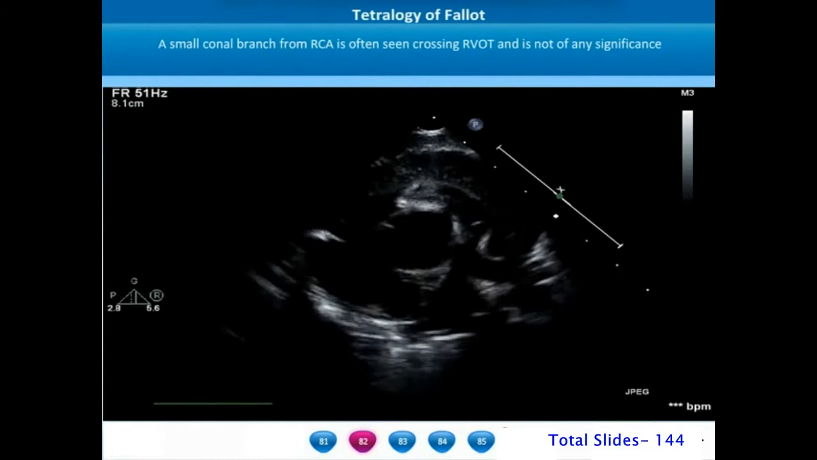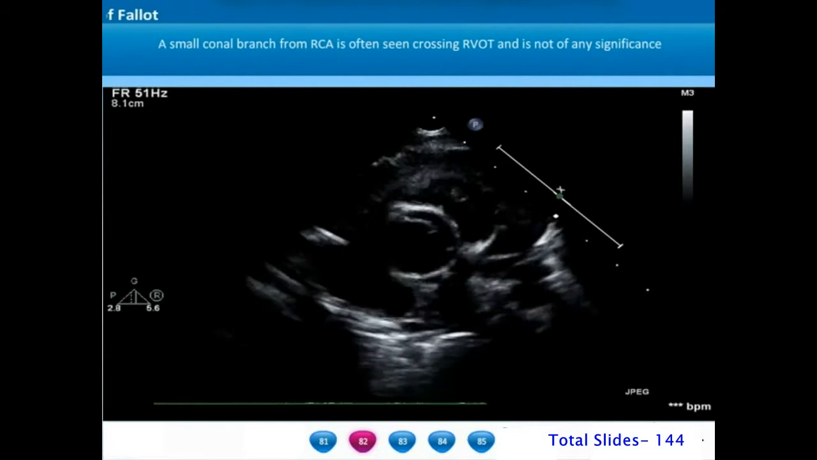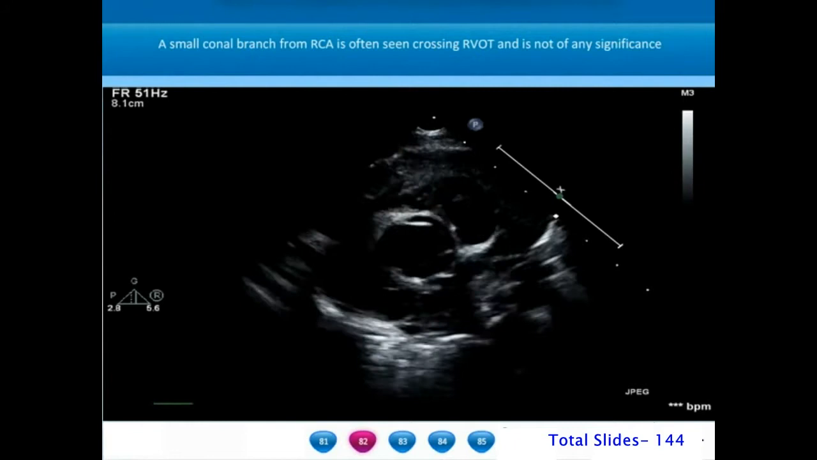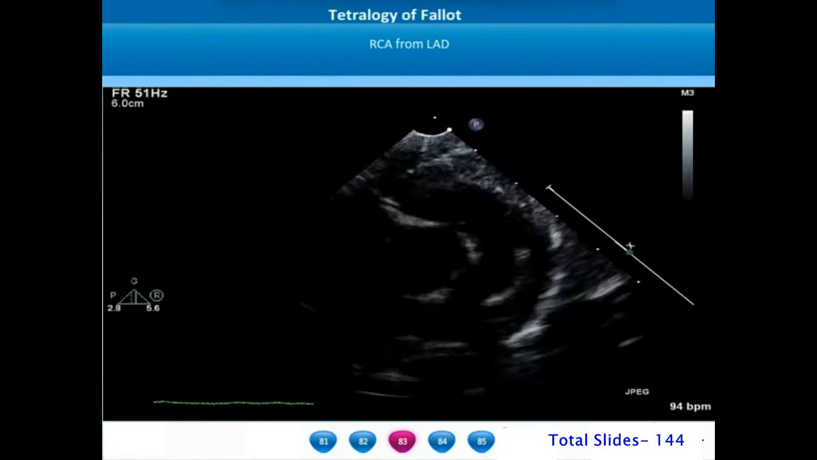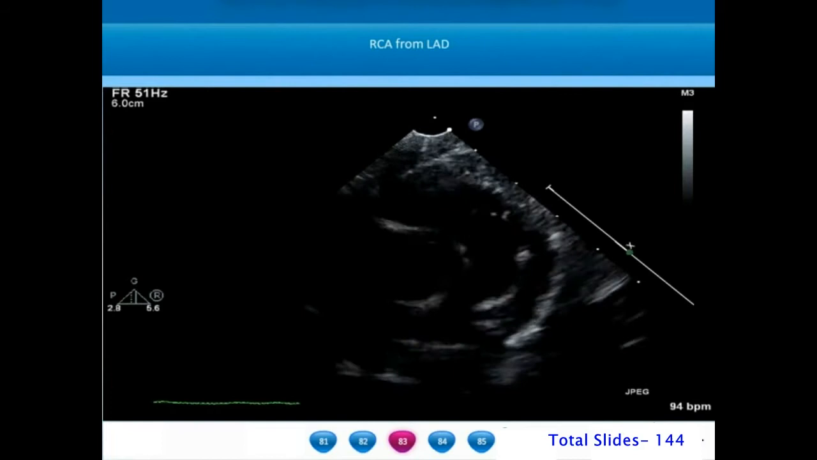Sometimes the right coronary artery may give off small conal branches as shown in this parasternal short axis view, and these small blood vessels are not of major significance. Another coronary artery abnormality of significance in tetralogy of Fallot is origin of the right coronary artery from the left coronary artery or LAD. In this parasternal short axis view, we will appreciate that the right coronary artery is not arising from the aortic root.